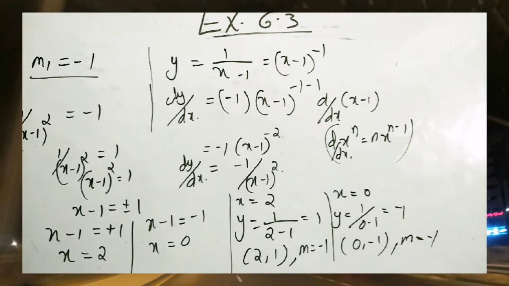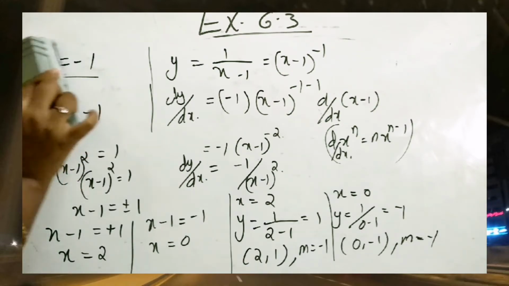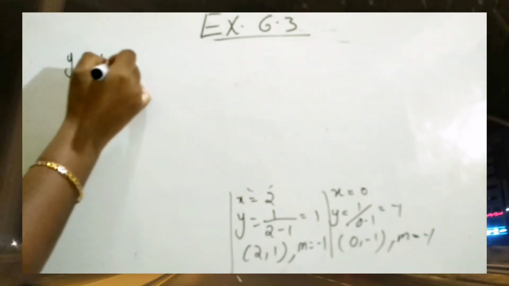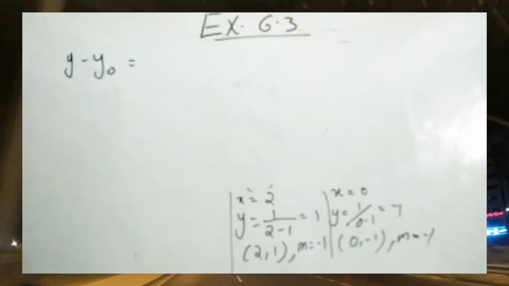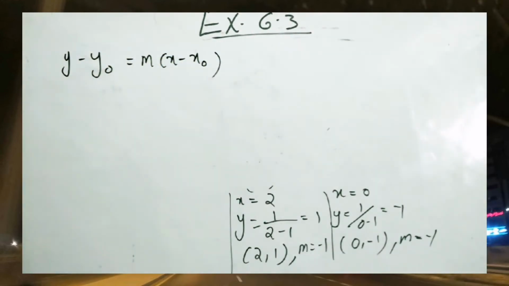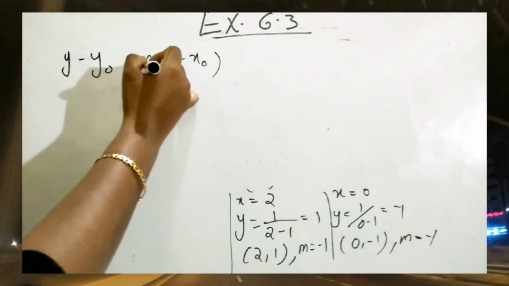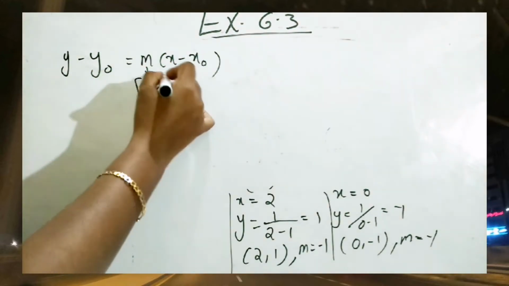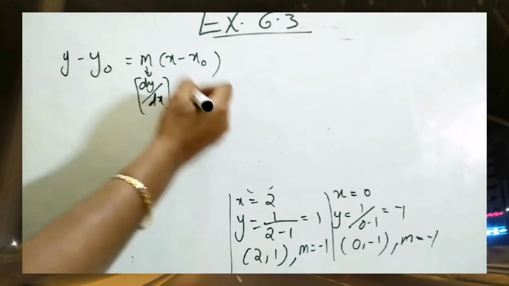Now what is the equation of the tangent at (x naught, y naught)? The equation of the tangent is y minus y naught is equal to m into (x minus x naught). Here m, in some cases, we will have as dy by dx at x is equal to x naught.